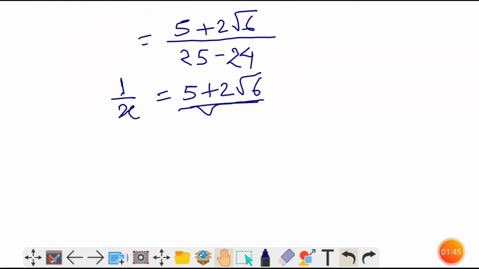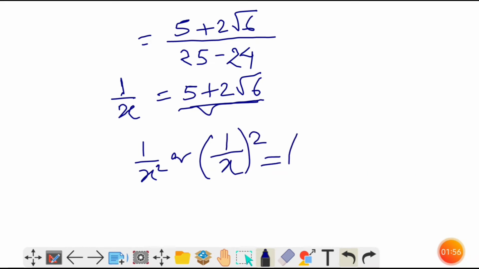Now we are going to find the value for 1 by x square, or we can write it as 1 by x whole square. So we've already found the value of 1 by x, that is 5 plus 2 root 6. Now we have to find its whole square.